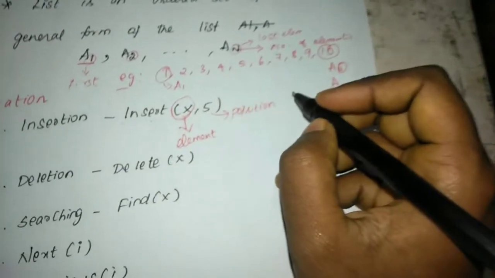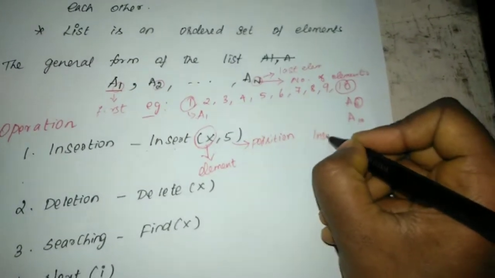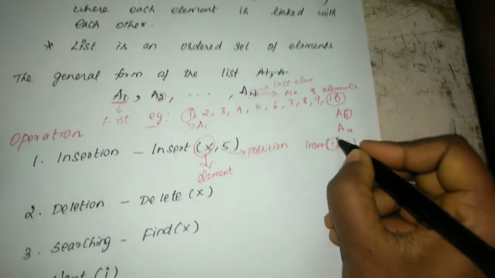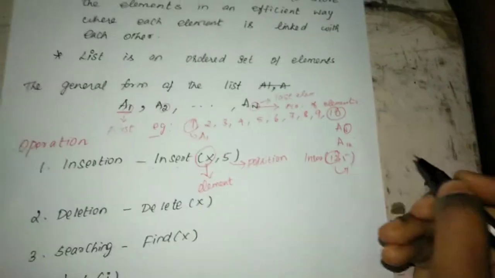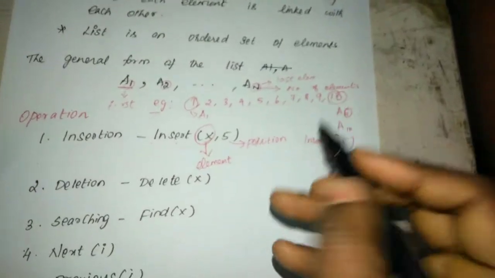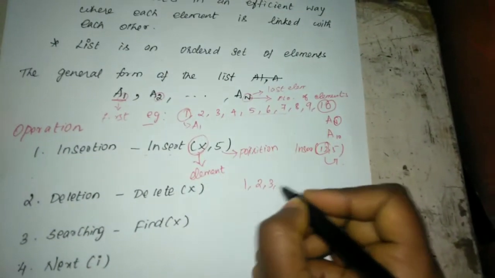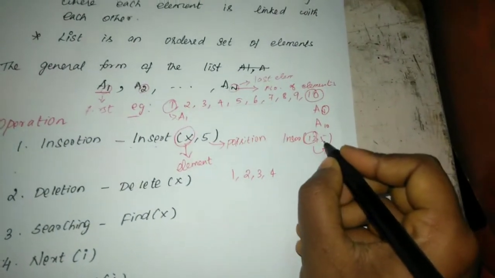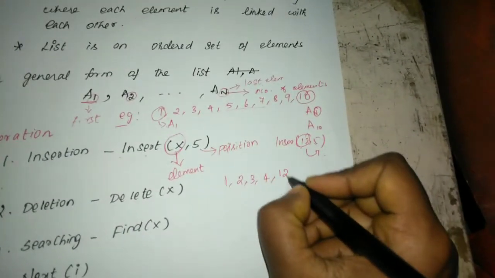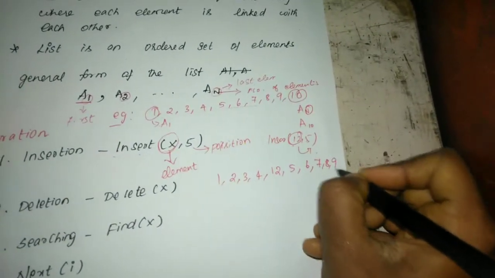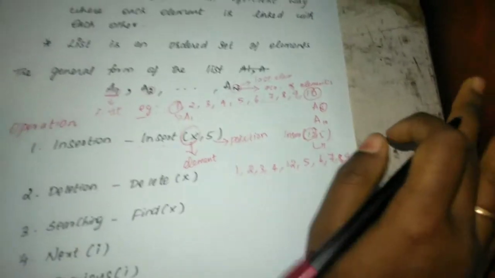Suppose I would like to insert 12 comma 5, then it will add the number 12 in position 5. So the list will become 1, 2, 3, 4, and in the fifth position I add the number 12, and after that 5, 6, 7, 8, 9, 10. So totally 11 elements now.